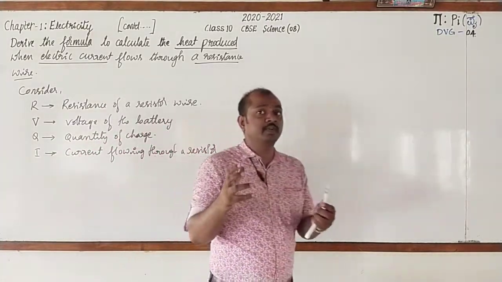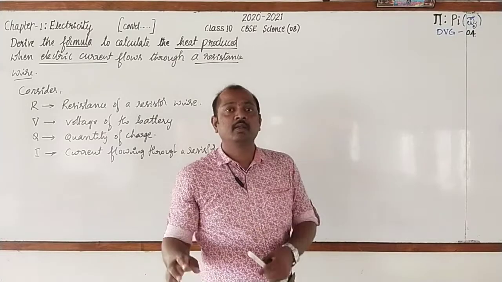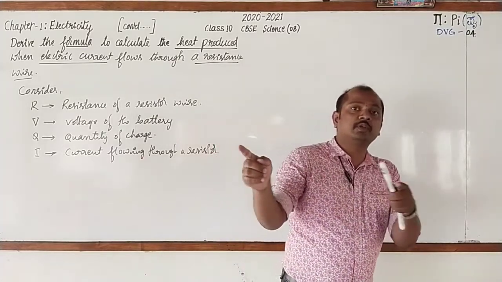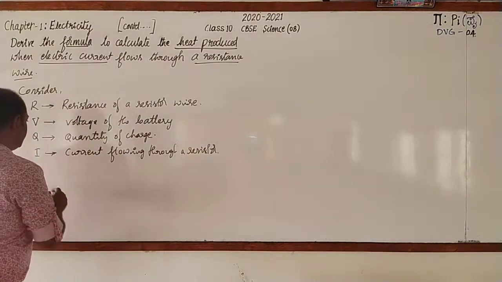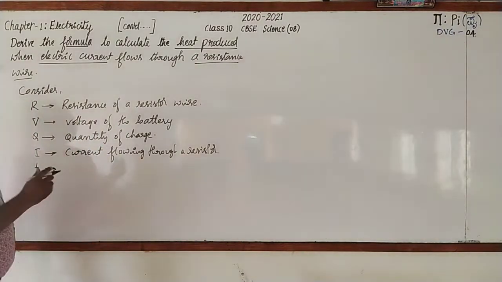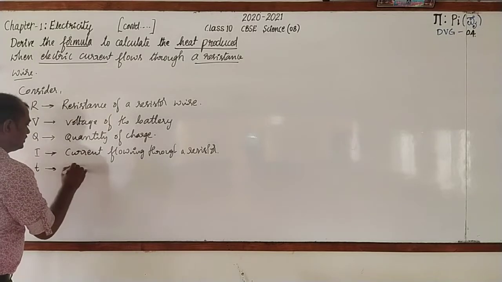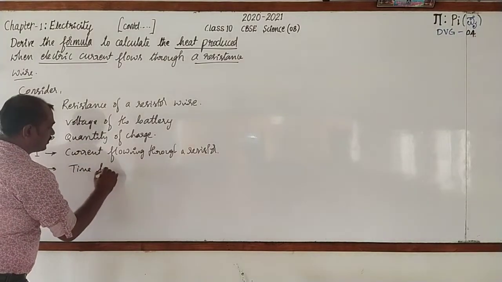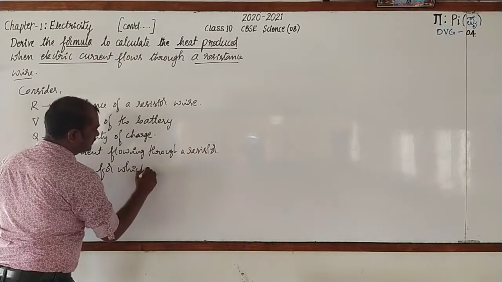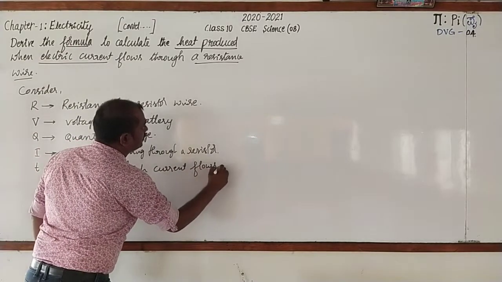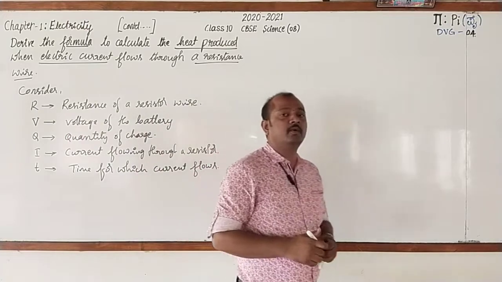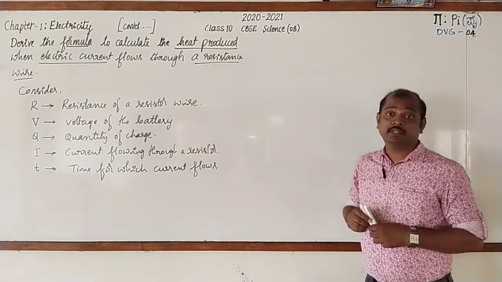But the amount of heat generated depends on how long the current flows in the circuit. Hence I take T. What is T? It is the time for which current flows. Okay. Now let's go for deriving the equation.